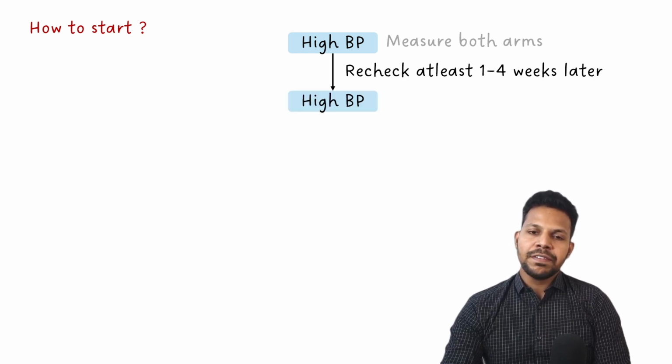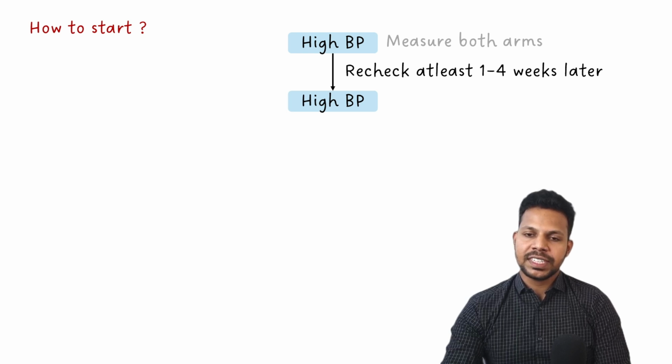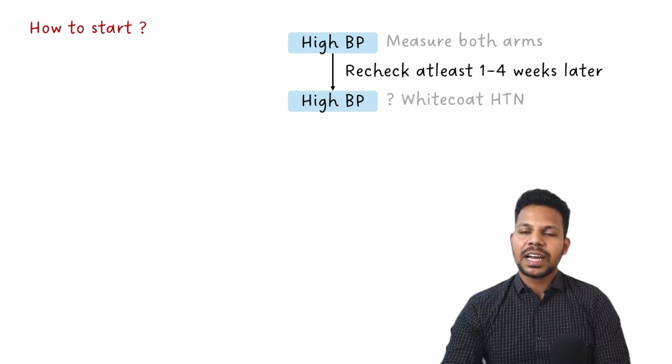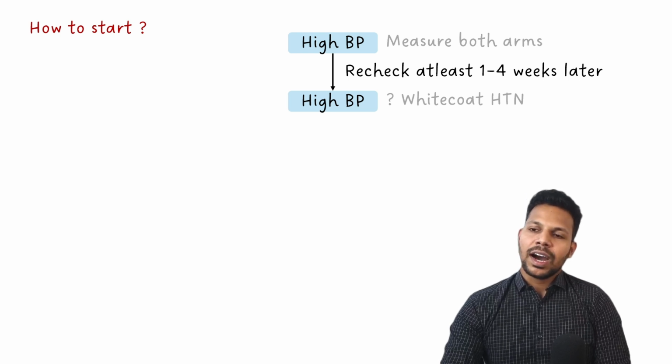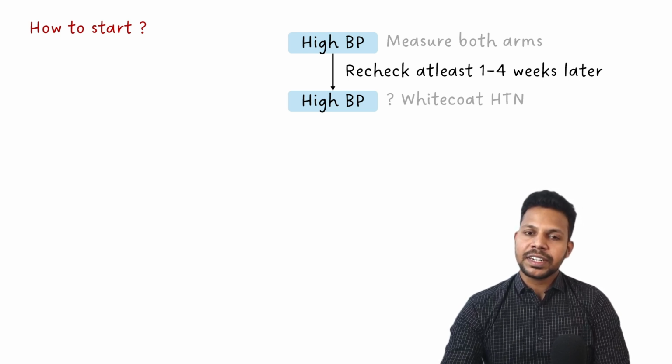So if you again find high blood pressure in the subsequent visit, rule out white coat hypertension. White coat hypertension means the patient may not be having hypertension at home, but as soon as he comes to the office or the hospital, the patient will show hypertension, right? So after the second reading, if the patient is persistently having high blood pressure, he is confirmed to have high blood pressure or elevated blood pressure.